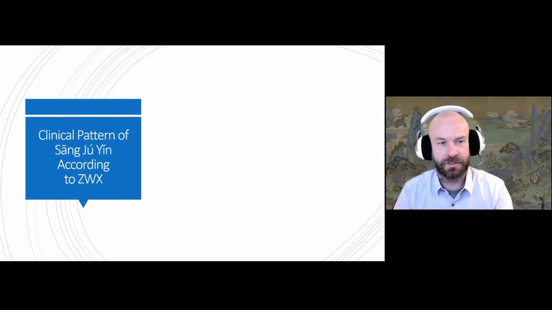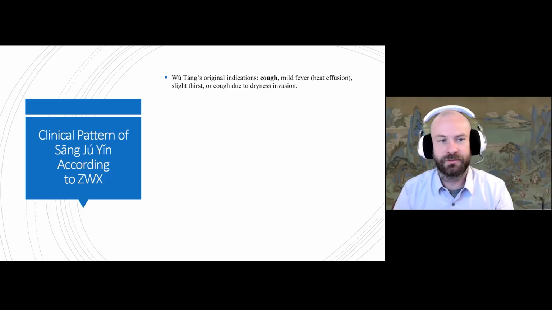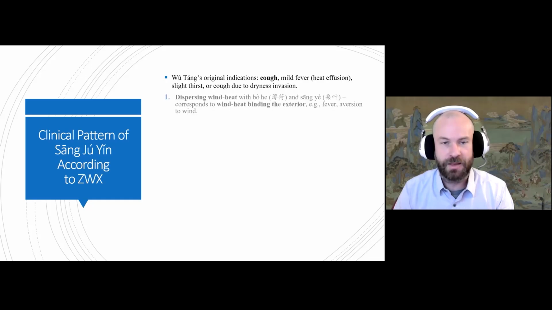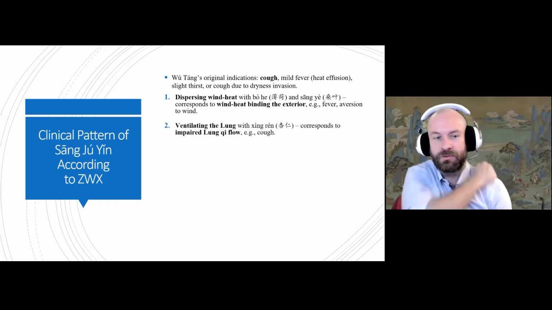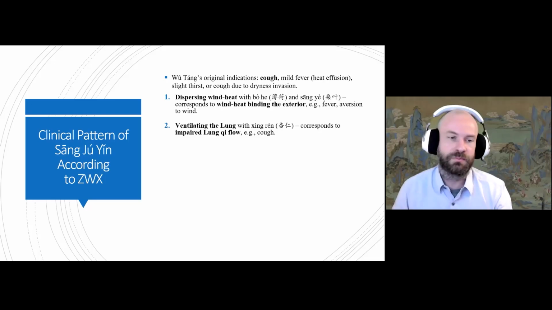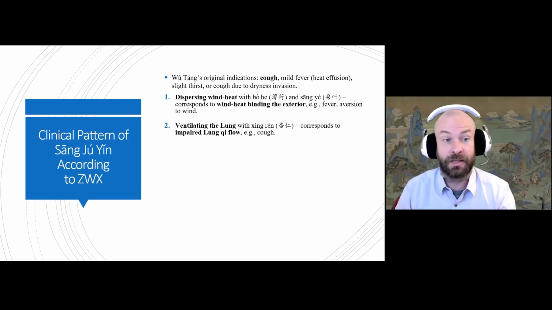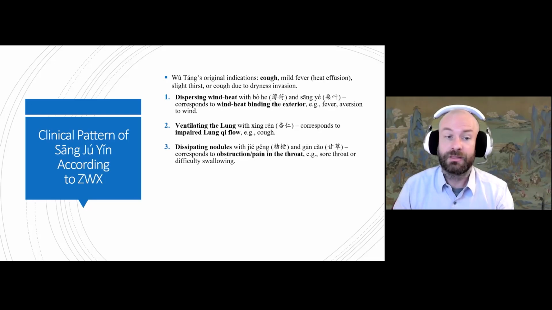So, a clinical pattern according to Zhang Wenxuan. He says that in Wu Tong's original indications, cough, mild fever or heat effusion, slight thirst, and or cough due to dryness invasion. These are the main ones to look at. So, when he's looking at dispersing wind heat with Bohe and Sangye, these correspond to wind heat binding the exterior, so those kinds of symptoms like fever, aversion to wind, while you use Xingren to vent the lung, which corresponds to impaired lung flow, which will cause something like cough, while you'll have Jiegeng and Gancao to dissipate nodules, and this will often relate to obstruction or pain in the throat.